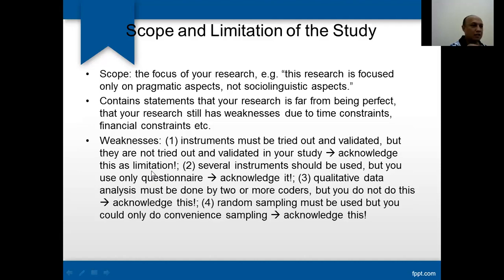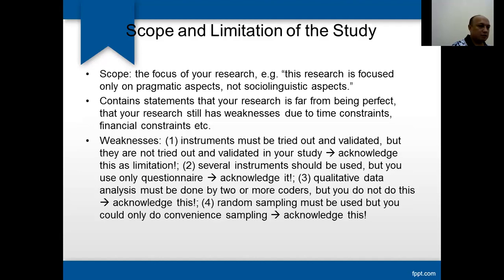You have to write under scope and limitation of the study that my instruments were not tried out and were not validated formally. That's a weakness, but at least you have confessed that. You have admitted that as your weakness.